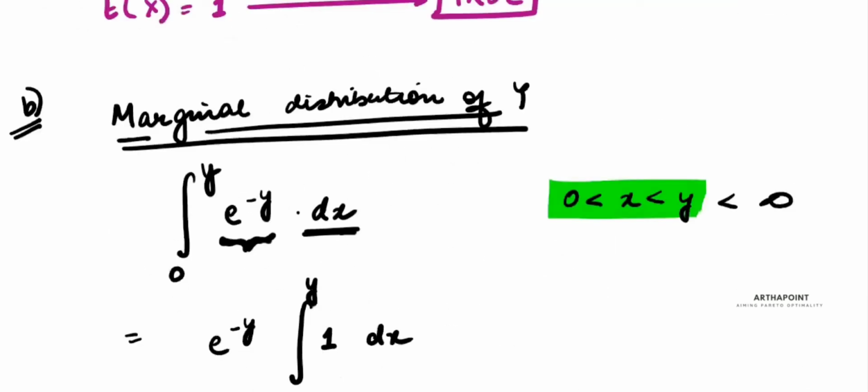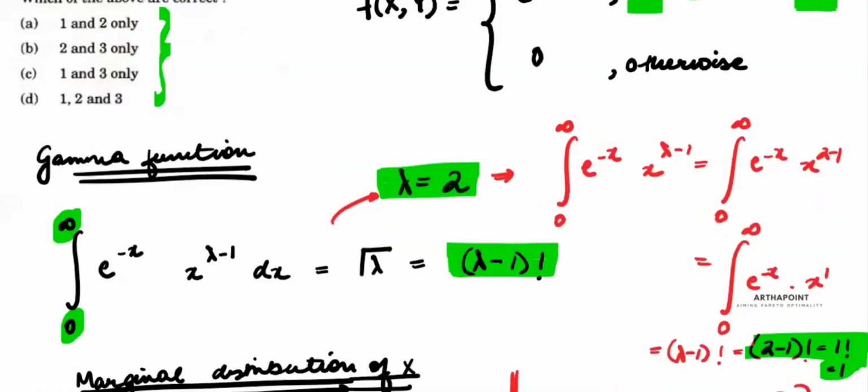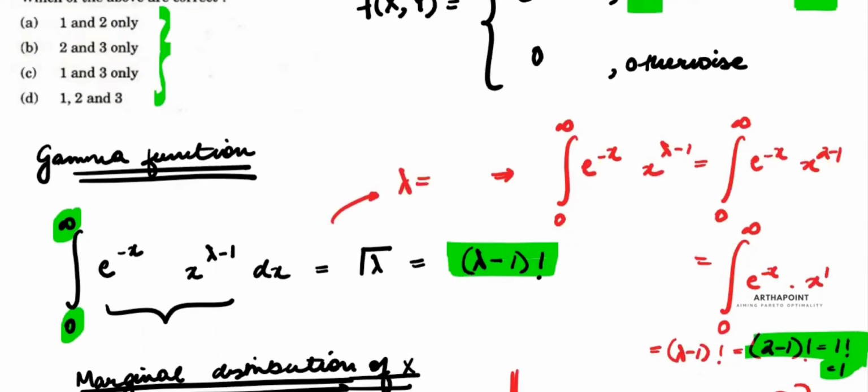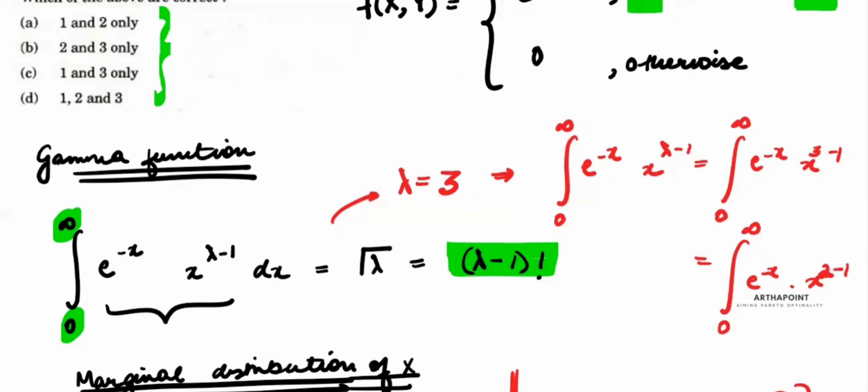Now again, go back to the gamma function that I just taught you. And if I want to replicate this, because I have y square there, the value of my lambda is going to be 3, isn't it? So when I put my lambda as 3, I will get 3 minus 1, which is 2. So I am going to get e to the power minus y between 0 to infinity. And this is nothing but lambda, 3 minus 1 factorial. So this is 2 factorial, which is 2.